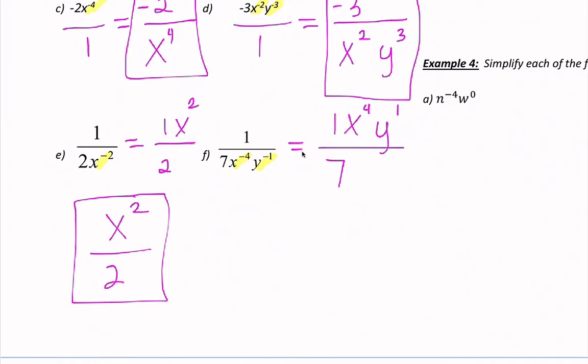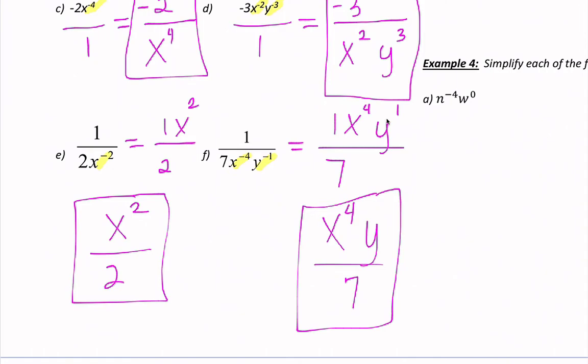Okay, so this answer is correct. It's just not 100% simplified. I know really I don't have to have this leading 1, and I know I don't have to have an exponent of 1. So if I wanted to write this as simply as possible, it would be x to the 4th y over 7. I mean, if you left those ones, I wouldn't count you wrong, but this is the most simplified version.